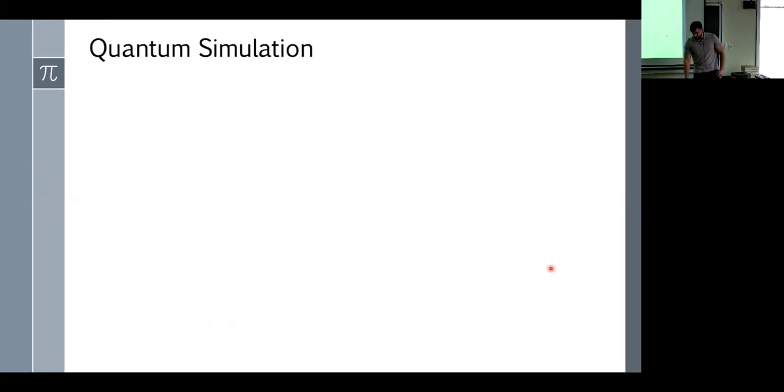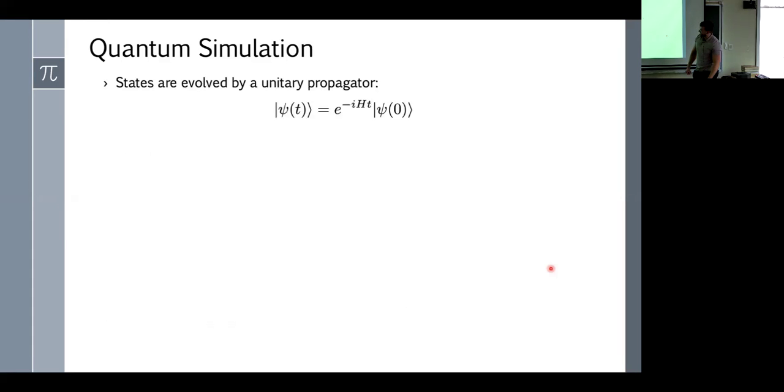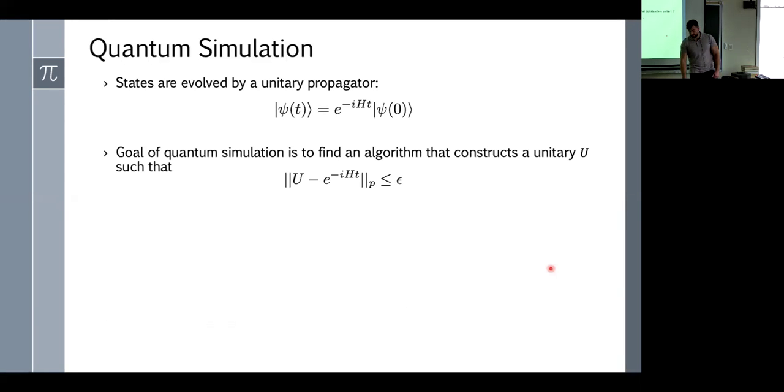All right, so just briefly, quantum simulation. We all know from quantum mechanics that states are evolved by a unitary propagator, and in the talk, all operators you can write down are going to be time independent. And then the goal of simulation is to find an algorithm that constructs some unitary, so we can get an epsilon-close approximation to this propagator in the case of simulating Hamiltonians.